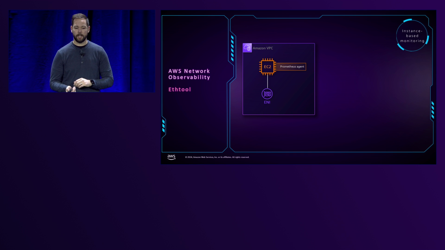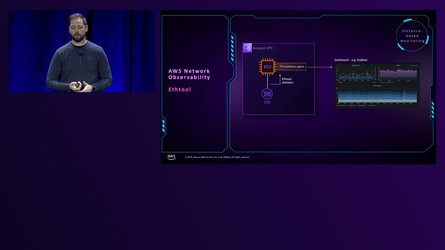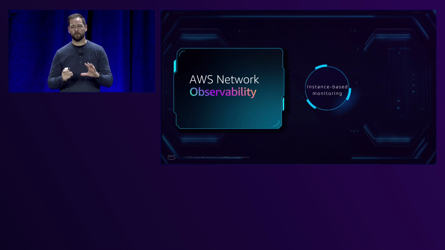But folks are basically taking the output from ethtool, pushing it through with a Prometheus agent or something similar, and then forwarding that onto Grafana. So they're getting instance level stats in their dashboard, so they're trying to build this single pane of glass, and ethtool is really helping there. And we're looking into what we can do with ethtool in the future.